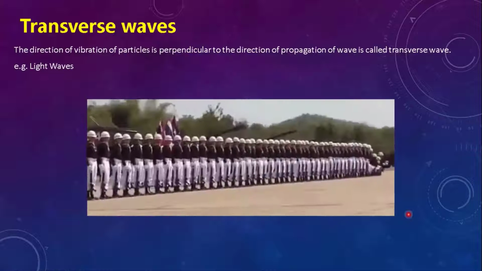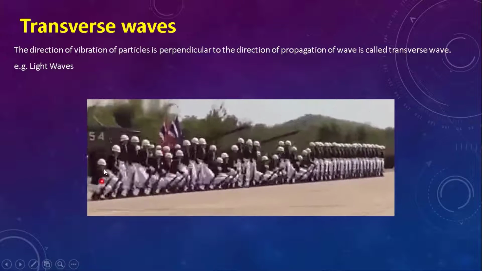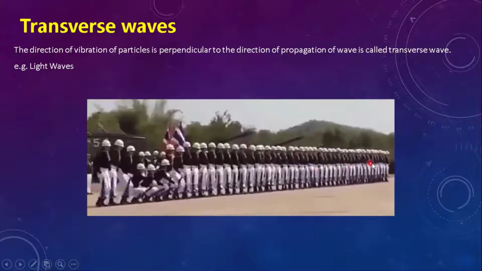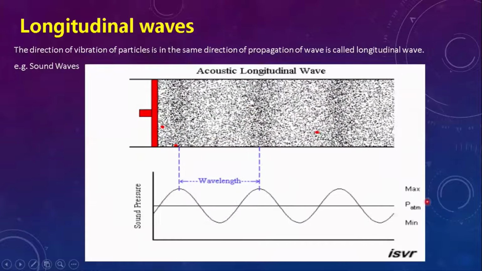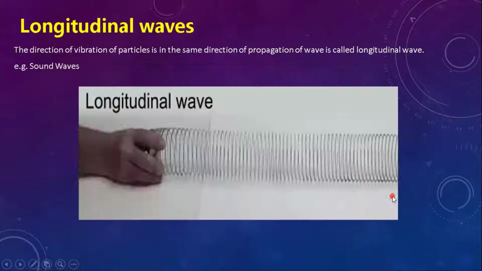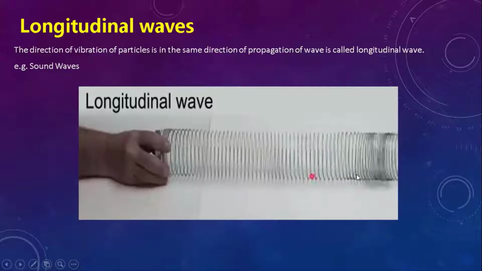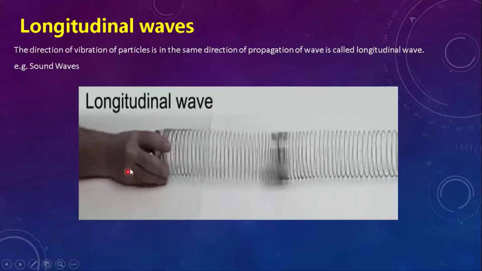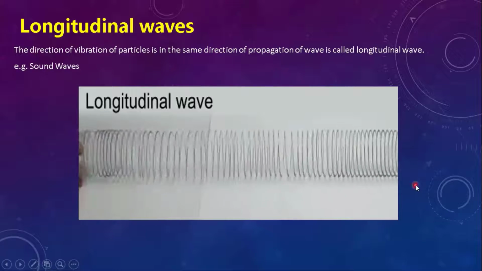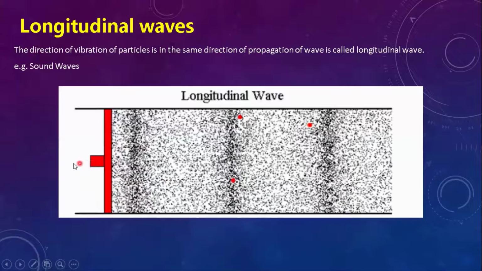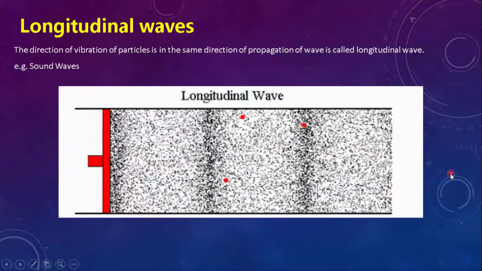In this case, the oscillations are in this direction, and the wave is propagated in this direction. So both are perpendicular. Whereas in the case of longitudinal waves, the oscillations are in this direction, and the wave is also propagating in this direction. The oscillation of the hand is in the same direction, and the wave propagation is also in the same direction. Here also this piston is oscillating in this direction, and the wave is also progressing in the same direction.